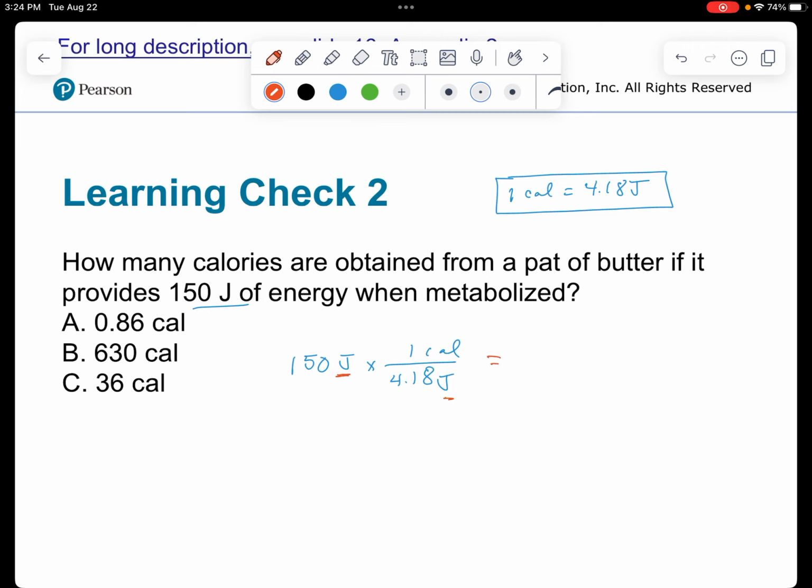So if I take 150 joules and divide it by 4.18 joules in 1 calorie, I get 35.88 calories, because the joules cancel. And because I am starting with 2 sig figs, I can really only have 2 sig figs in my answer, so the answer is C. Okay, so that's all. Working through that, you can look at it slowly.